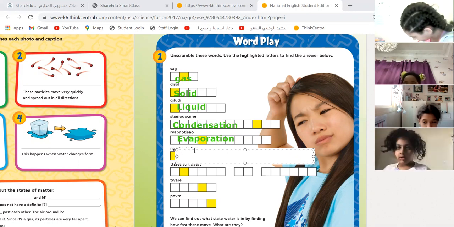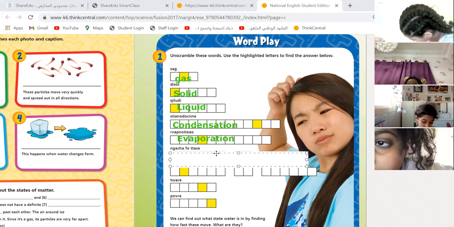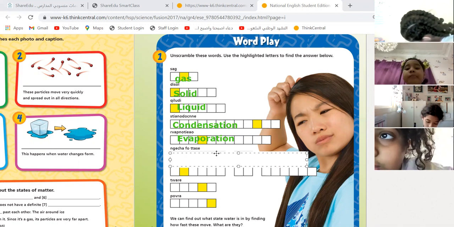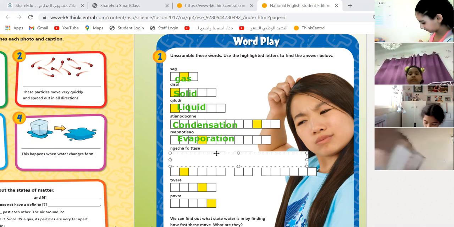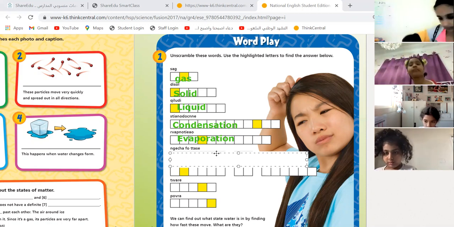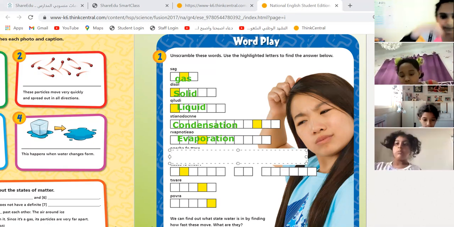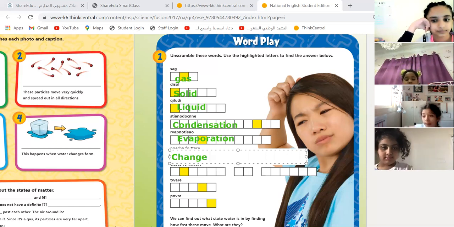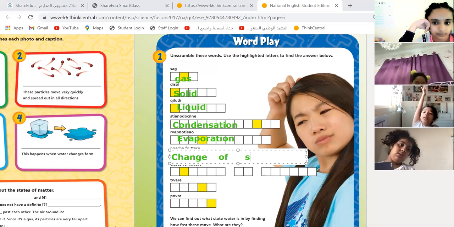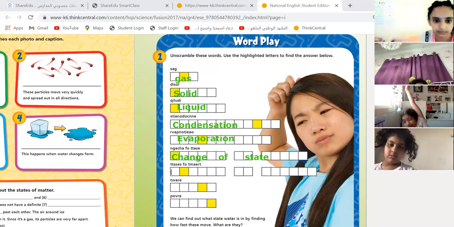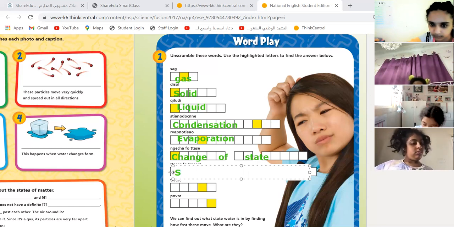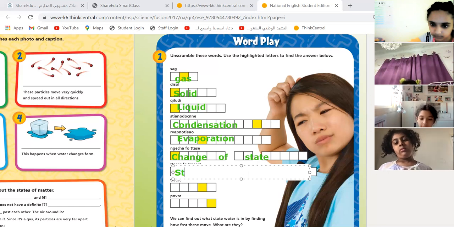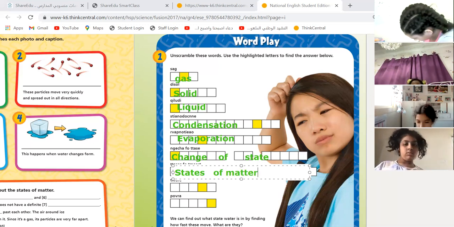Unscramble the word. Who knows? Number 6. It's change of state. Excellent. Very good. States of matter. Matter. Excellent. States of matter. Very good.